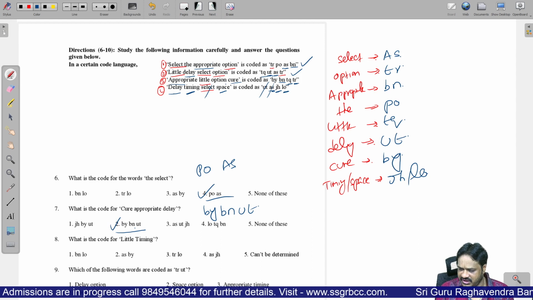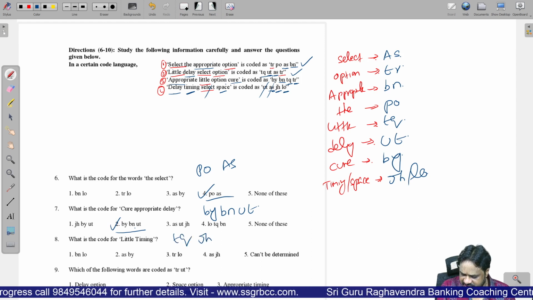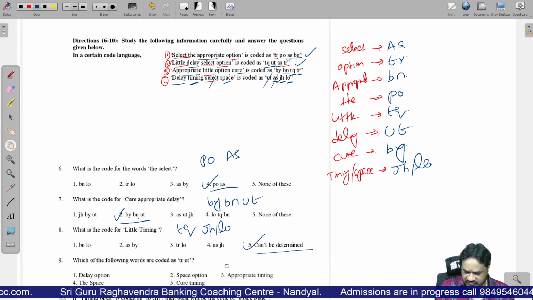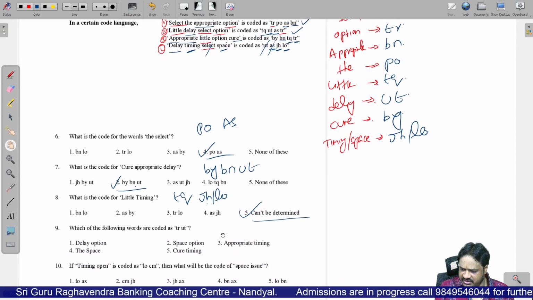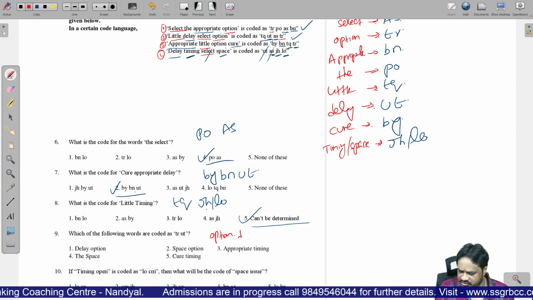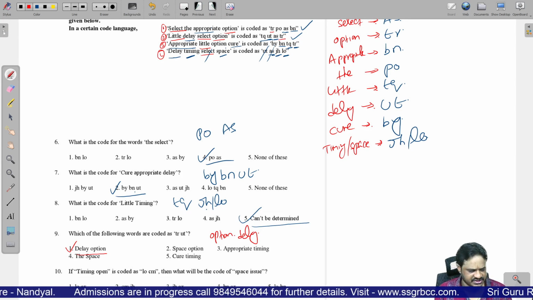What is the code for little timing? Little means TQ. Timing means either JH or LO. Any one should be there. Along with TQ, there is JH or LO, which we don't have, so it cannot be determined. What is the code for TRUT? TR means option, and UT means delay. So option delay or delay option. One is the correct answer.